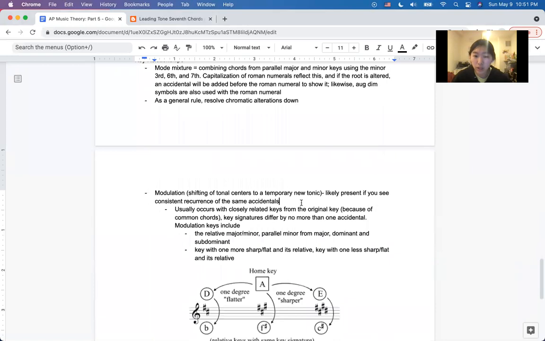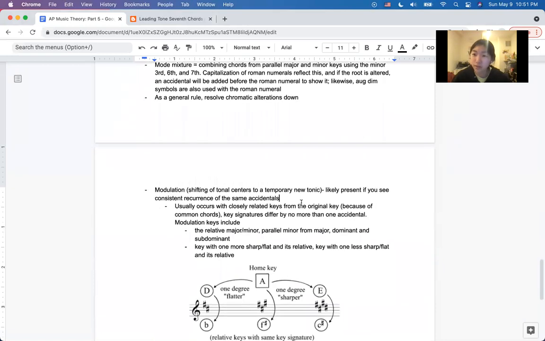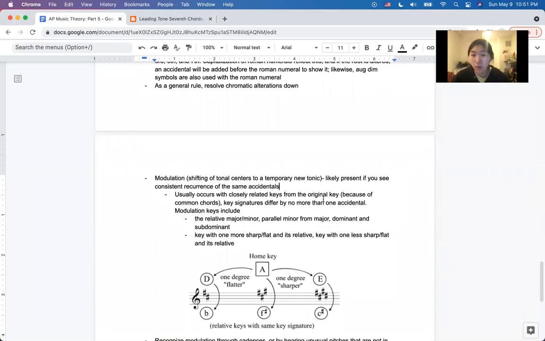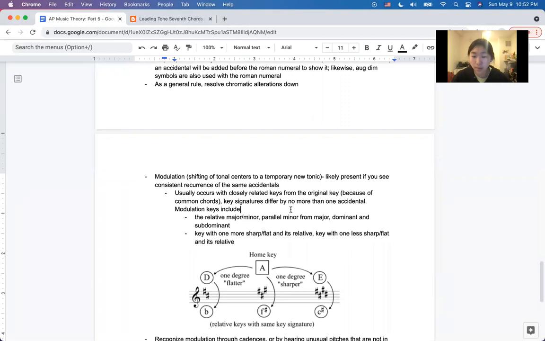So modulation, this is a pretty confusing topic, I guess, but it's something that you have to know. It's when you shift the tonal center to a temporary new tonic. It's pretty likely to be present if you're seeing a lot of recurrence of the same exact accidentals. It usually occurs with closely related keys, as I mentioned before, from the original key, because they usually share common diatonic chords. The key signatures generally differ by no more than one accidental, hence they're closely related.